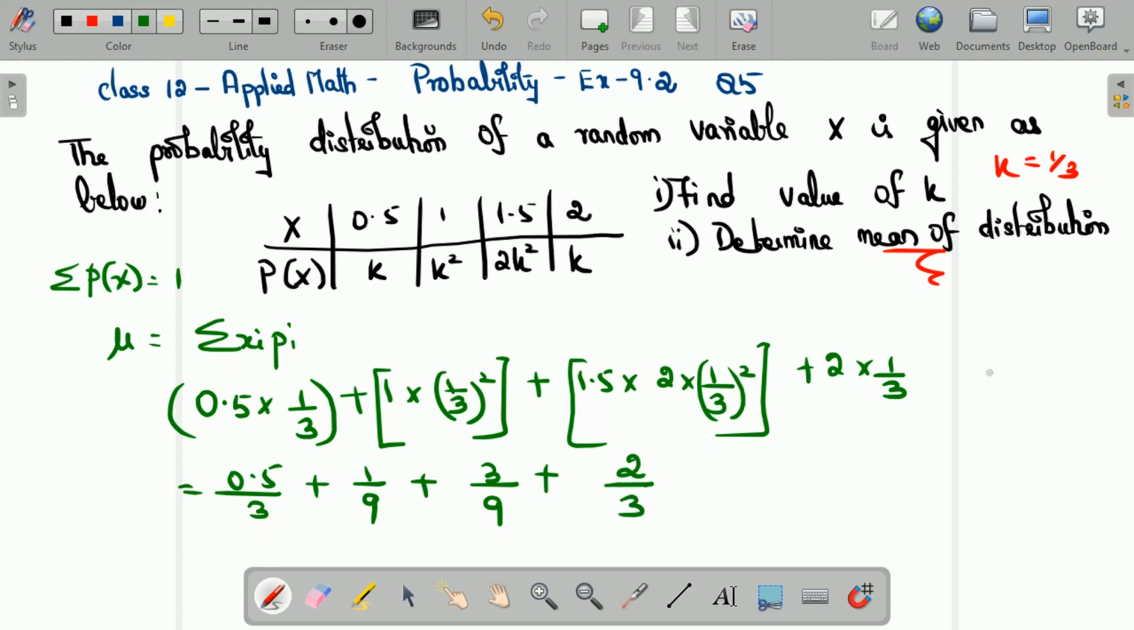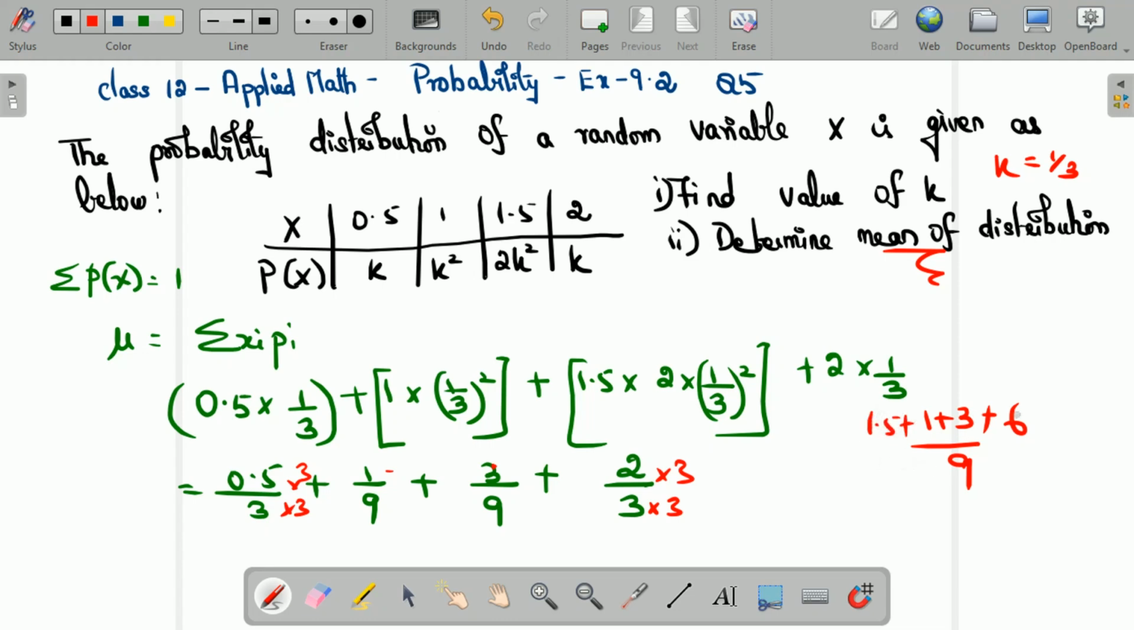You take out an LCM. So the LCM is going to be equal to 9 in this case. So in this I will directly write, this is 1 plus 3. So here into 3. So here also into 3. So here is a 6 into 3. So into 3, this is going to be equal to 1.5.